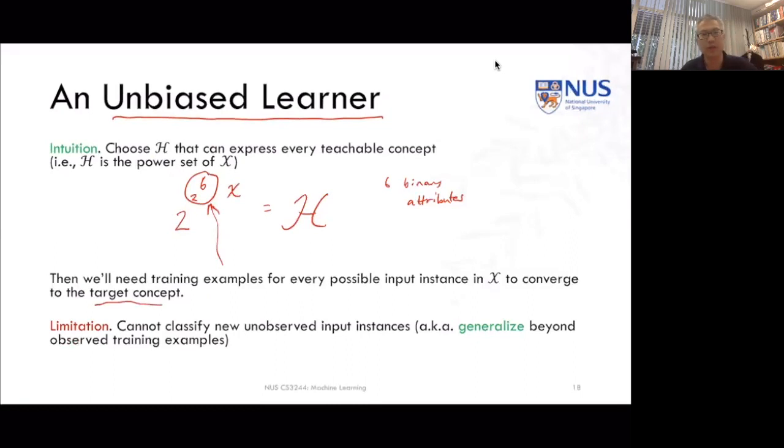So that's bad news. That basically means we need the entire target function in order to learn the target function, so that's not going to work. We cannot classify any new unobserved input instances unless we actually have the data item to learn the label from. So this is a problem. If we have this set of hypotheses, we can't learn from it. We're going to have to make certain assumptions in order for the learning problem to be tractable.